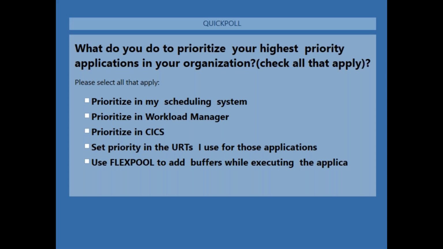Do you prioritize it in your scheduling system, in Workload Manager, in CICS? Do you set priority appropriately in the URTs that you use for those apps? Do you use FlexPool to add buffers? Do you do something else? And again, check everything that you do to give priority to those highest priority applications.